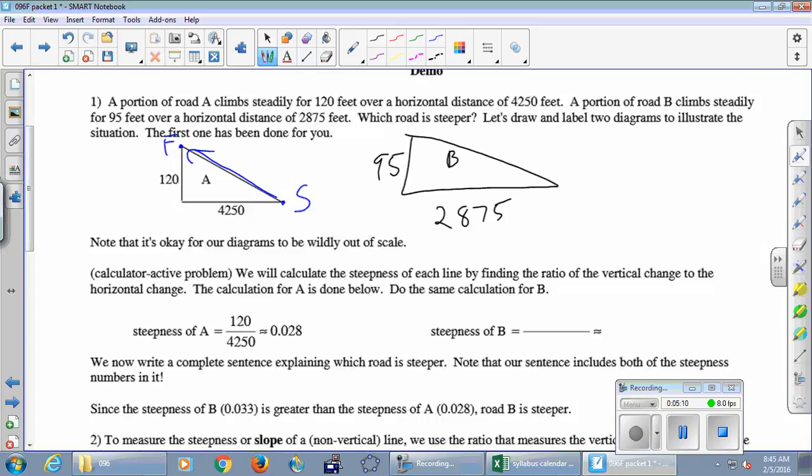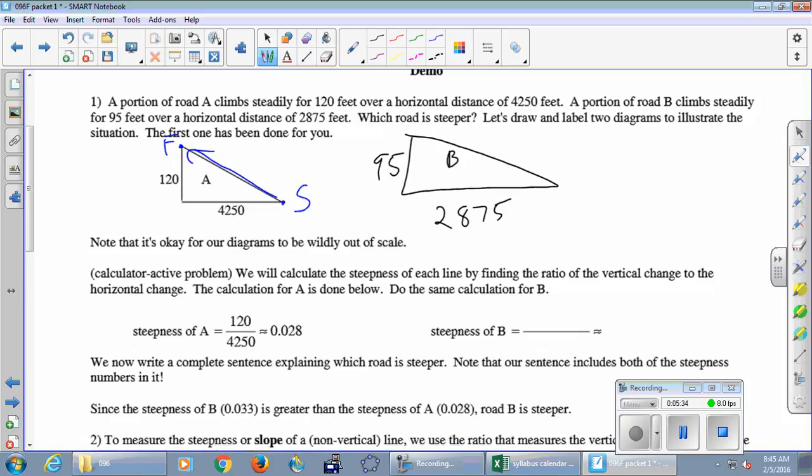Let's see, this is a calculator active problem, one of the few for the semester. We're going to calculate the steepness of each line by finding the ratio, we saw that word the other day, that just means divide, of the vertical change to the horizontal change. You could just as well do the ratio in the other order. We have reasons for wanting to do it in this order. Okay, calculation for A is done below.